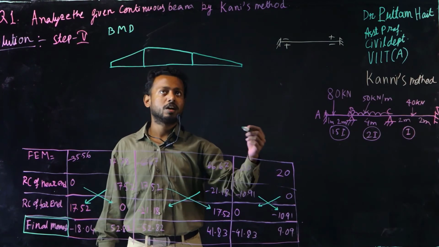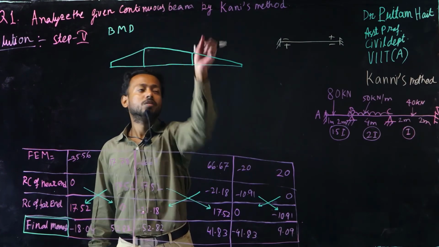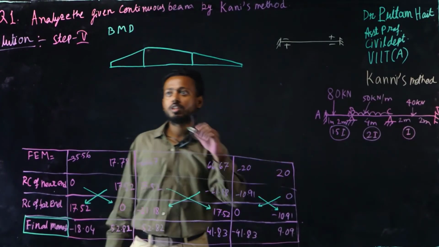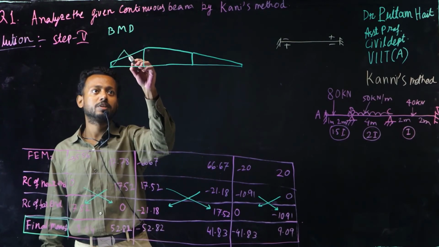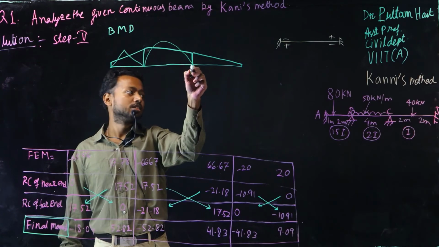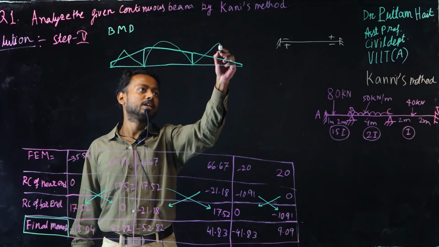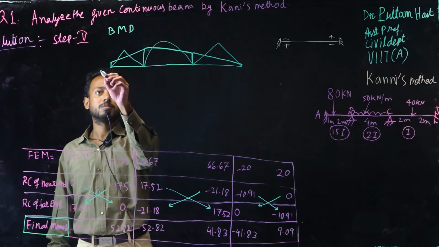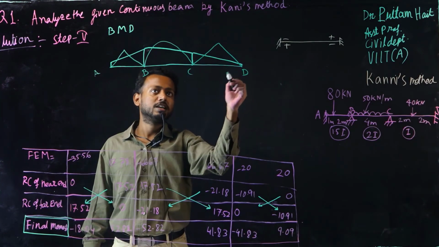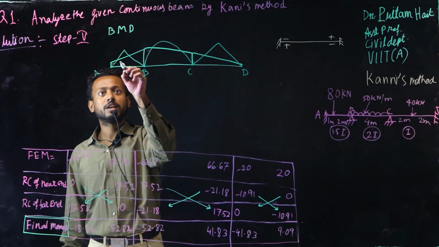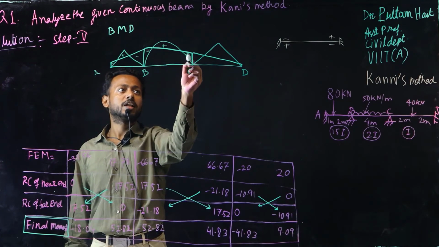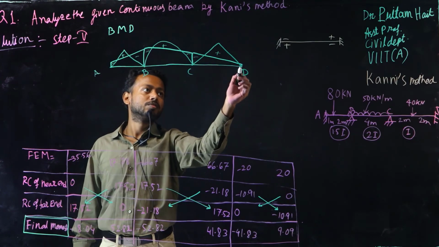Now draw the free end moment. This is fixed end moment. Now draw the free end moment. Why will you draw the free end moment? This is point load, so the free bending moment diagram will be like this. UDL, it will be like this, and point load, it will be like this. So this is the bending moment diagram. This is A support, B support, C support, and D support. This is negative bending moment, this is positive, this is negative, negative, positive, negative, negative, positive, negative.